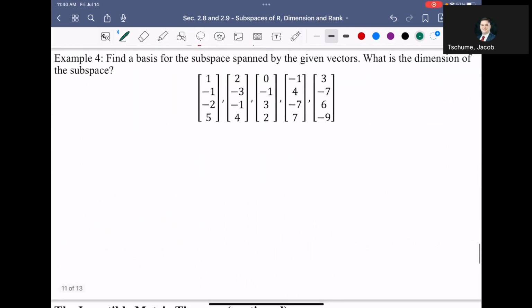So what about this one? Instead of making you find everything, what if I just want you to find bits of one part to make sure you're learning definitions and the process? So example number 4 says this. Find a basis for the subspace spanned by the given vectors. What is the dimension of this subspace?